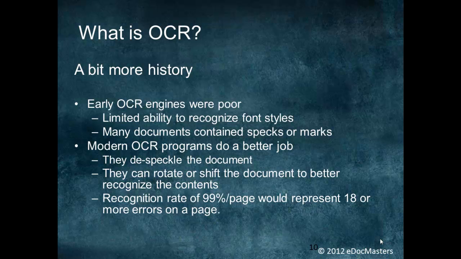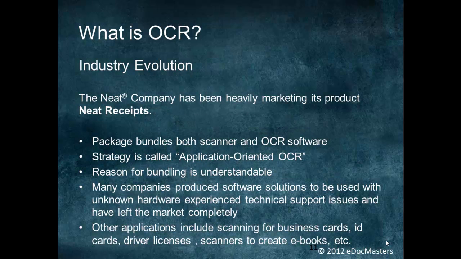They employ techniques to despeckle a document, and they can rotate or shift the document into a position to better recognize the contents of the document. They're still far from perfect. A recognition rate of 99% per page would represent 18 or more errors per page. Let's discuss industry evolution of OCR software and scanners.